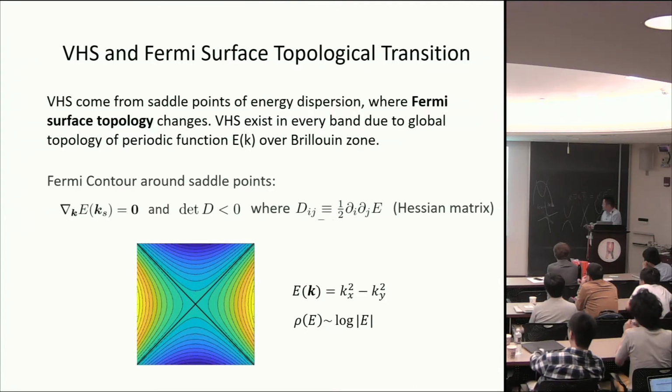A simple example is this, kx squared minus ky squared, and you can see the constant energy contour. The Fermi contour reconnects, right? It changes from bending this way to bending the opposite way, and right at this Van Hove energy, the Fermi contours intersect each other in a straight line. So this leads to a logarithmic divergence of density of states in 2 dimensions.